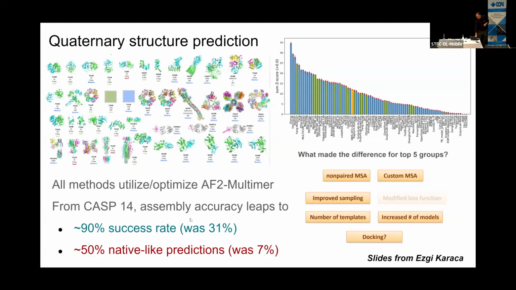So there was a huge leap in success, such that in 90% of these cases, you got a decent model, and in 50% of the cases, you got a really excellent model. That's really quite stunning progress. These are slides, like I say, from Esgy. The one interesting thing to pick out here is that the yellow is the kind of vanilla AlphaFold multimer, and you can, again, do much better than a sort of black box vanilla AlphaFold multimer by working a bit harder, by trying different MSAs, by sampling a lot more models, and so on.